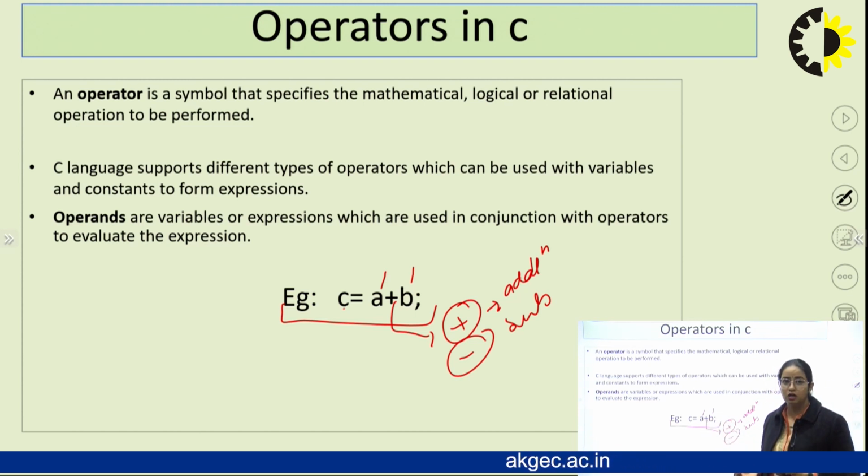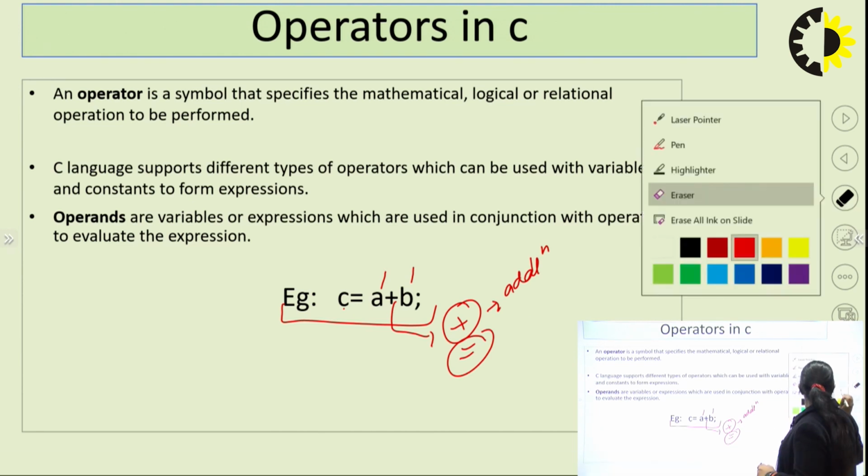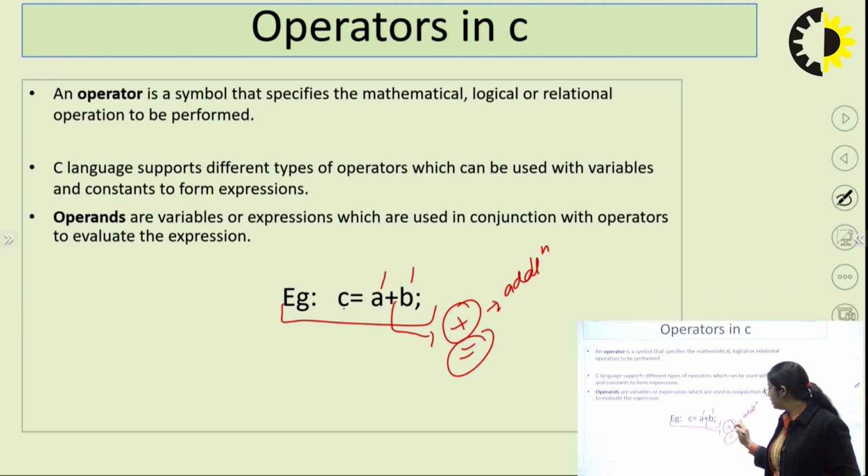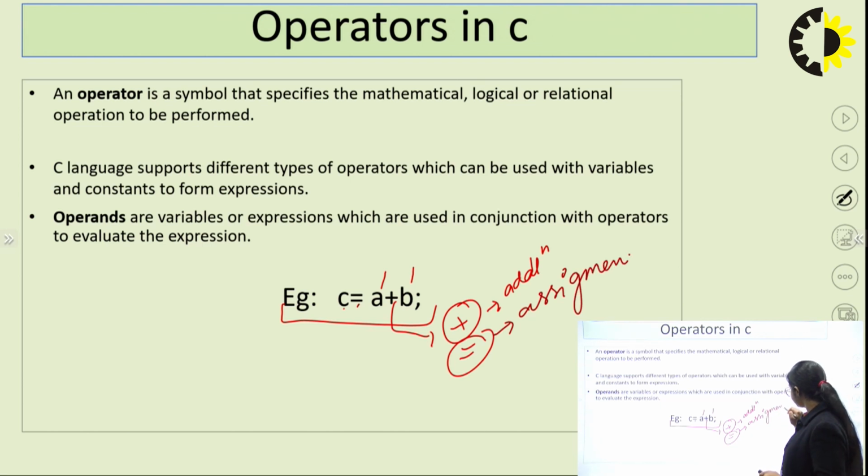These are the variables. And how many operators are we using here? We are using two operators. We are using the addition operator, and then the assignment operator. This is not the equal to operator, this is the assignment operator. So this is the brief introduction about operators.